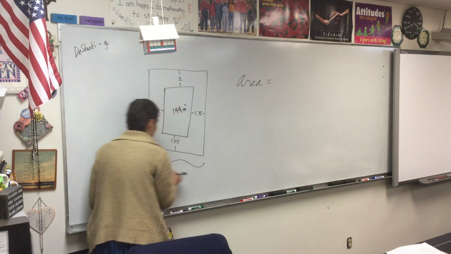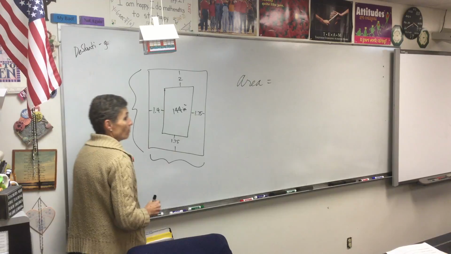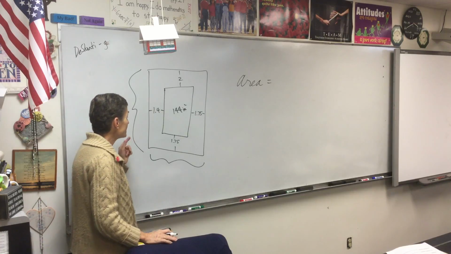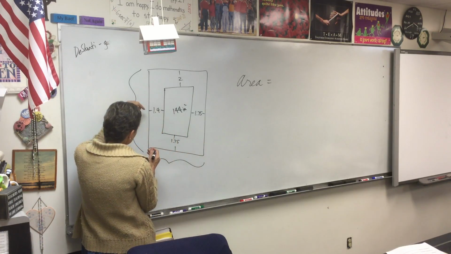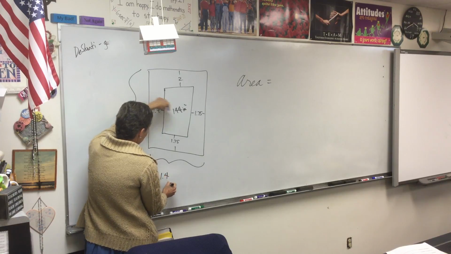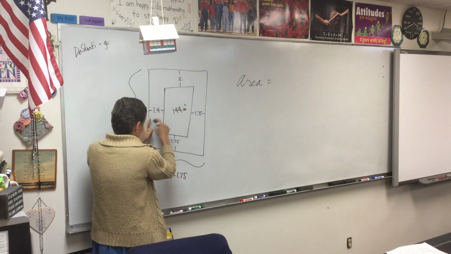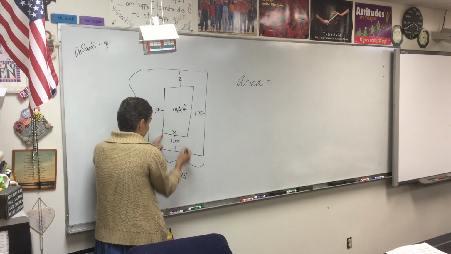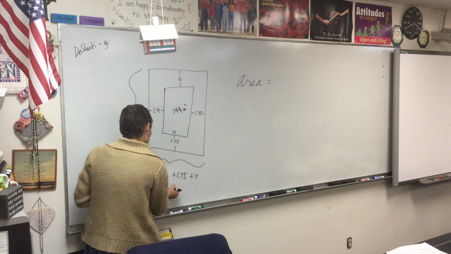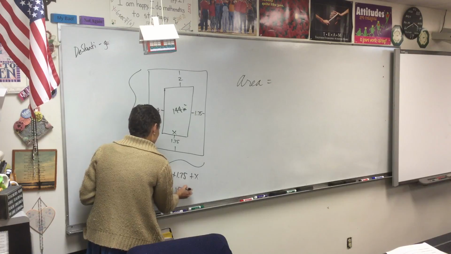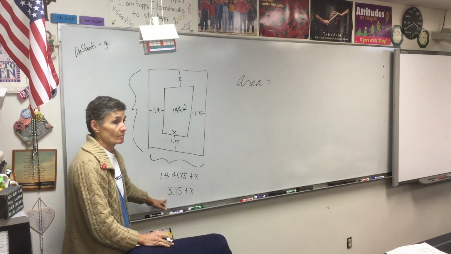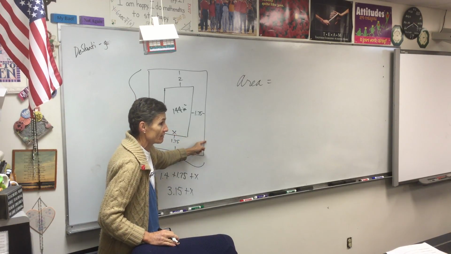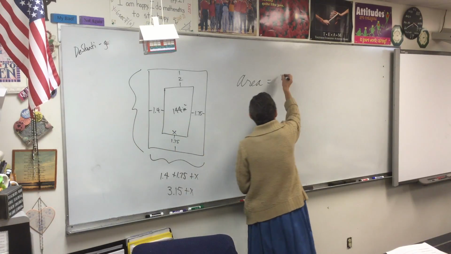So we have to figure out what this is, and what this is, and multiply them together, and that's going to be my area, right? Now, let's look at this dimension first. I know I've got 1.4 and 1.75, but then I also have this, and I don't know what that is, so I'm going to call it x. So my width is 3.15 if I added right, plus x, because I have my 1.4, my x, and my 1.75. So that's my width.